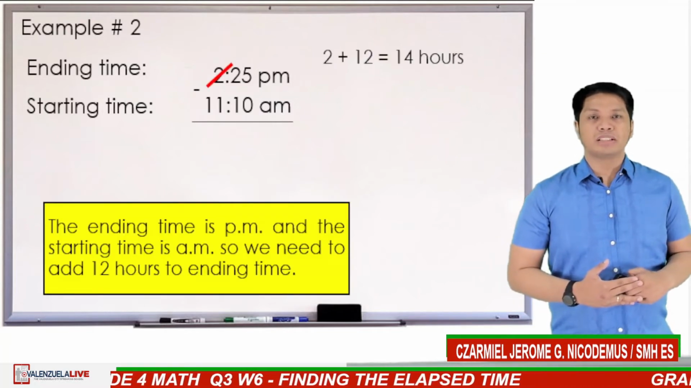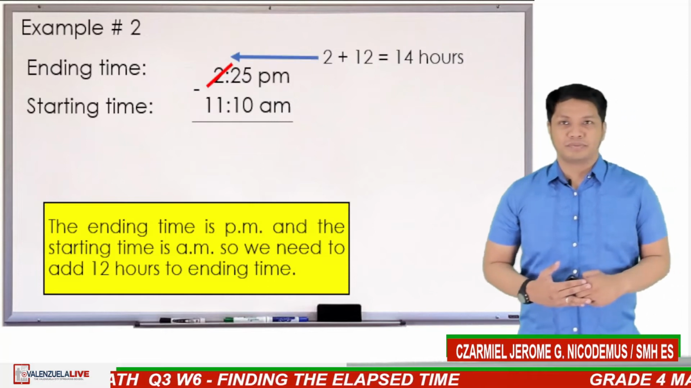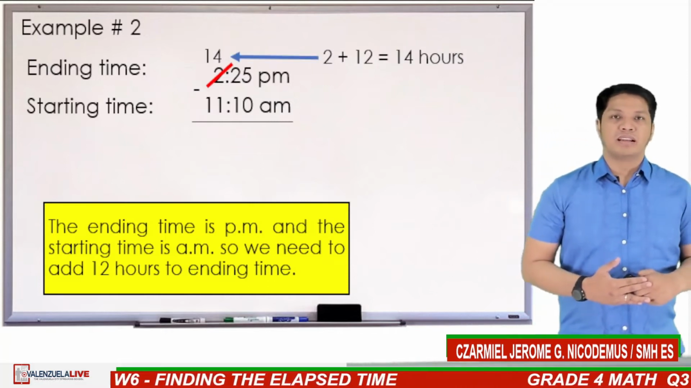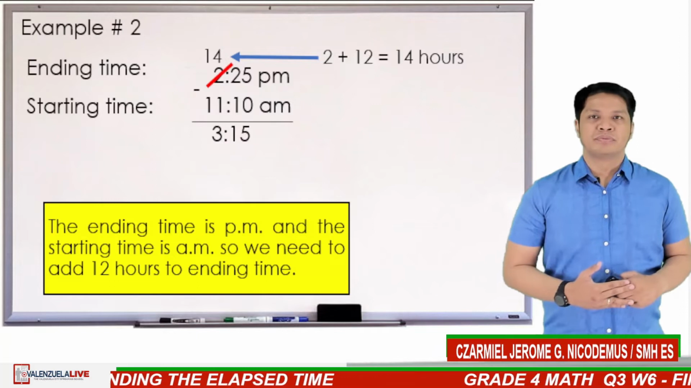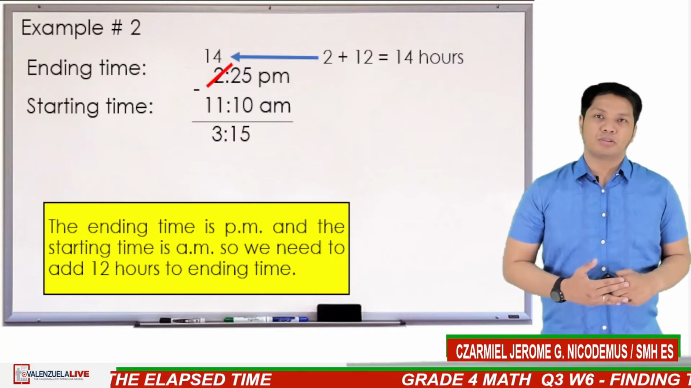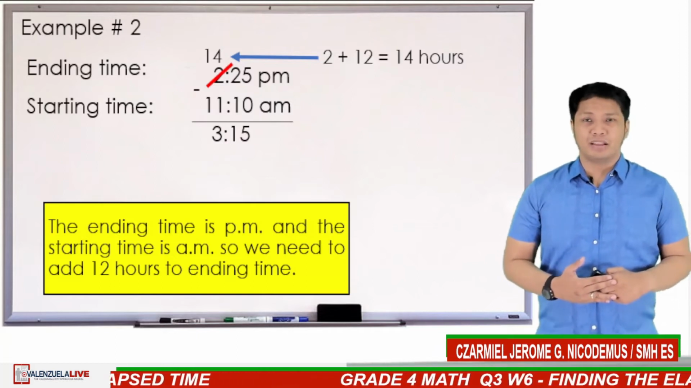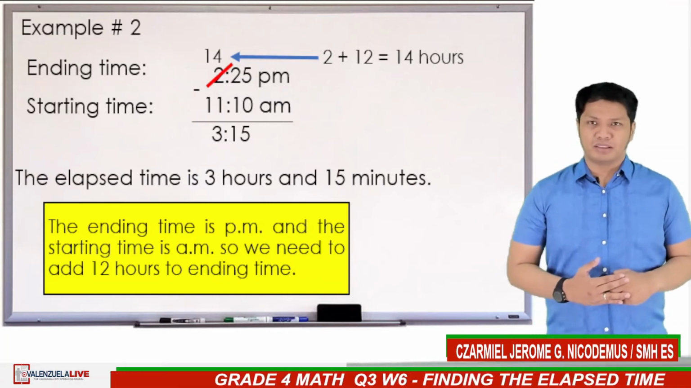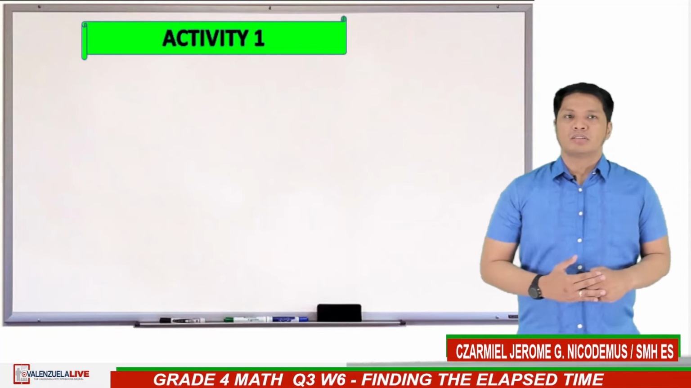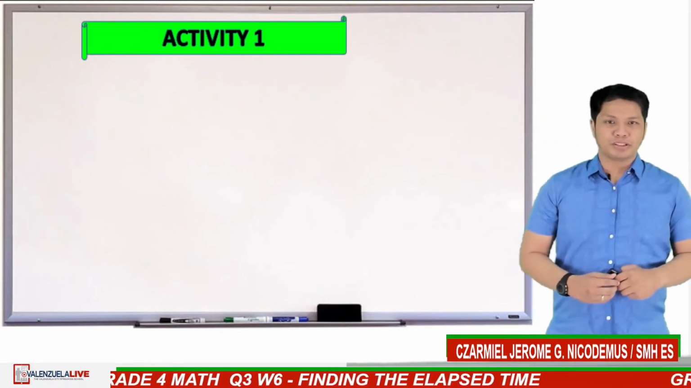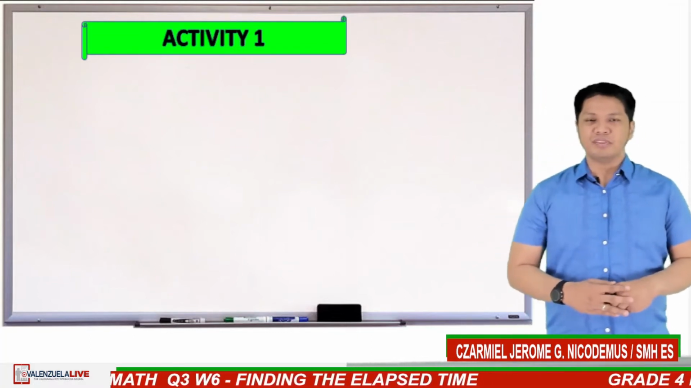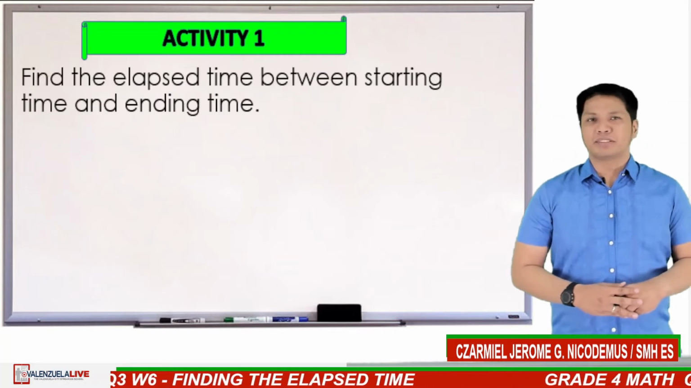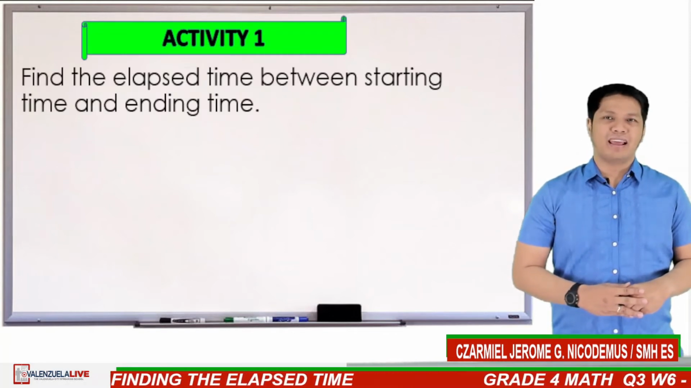So 2 plus 12 is equal to 14. Then, let us subtract. 25 minus 10 is equal to 15. 14 minus 11 is equal to 3. So the elapsed time is 3 hours and 15 minutes. So let us have our first activity for today. Let us find the elapsed time between the starting time and the ending time.